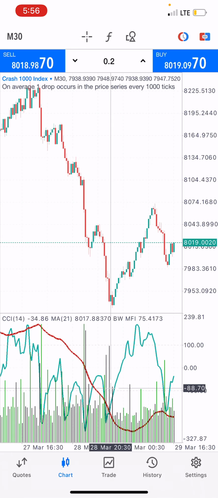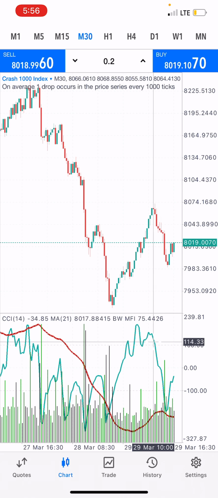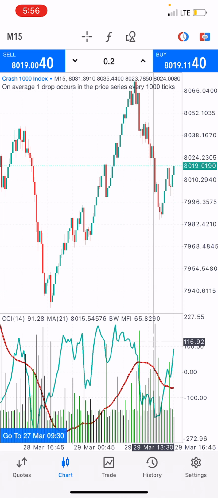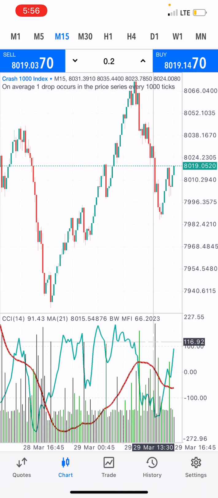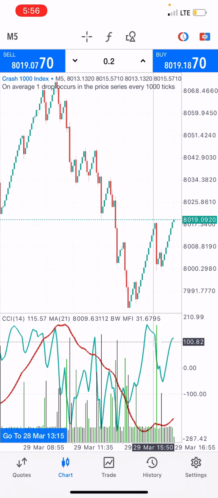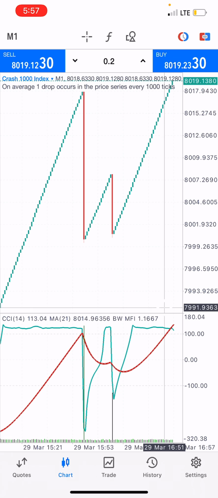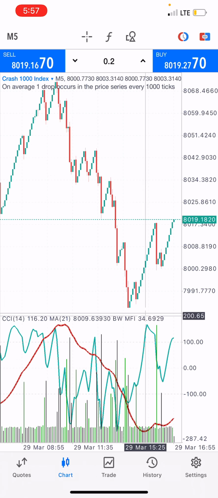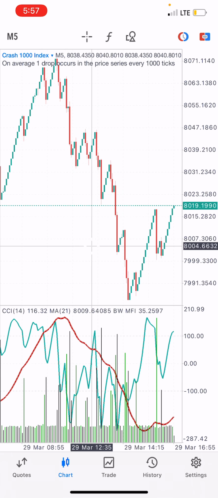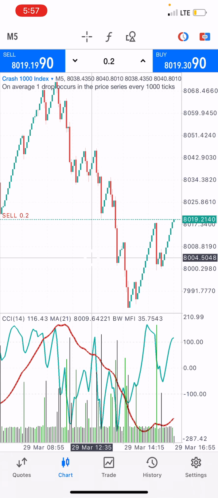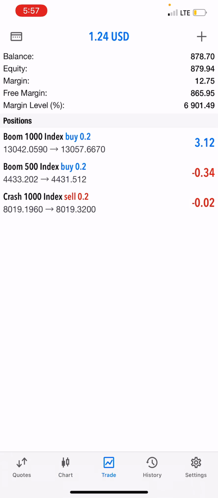30-minute time frame, it's moving to the upside. 15-minute time frame as well to the upside. Those are other things you can also check out. Then the 5-minute time frame also moving to the upside, as well as the 1-minute time frame. So what will I do, guys? I'm gonna place my sell. Great, I placed the sell for Crash 1000 index.